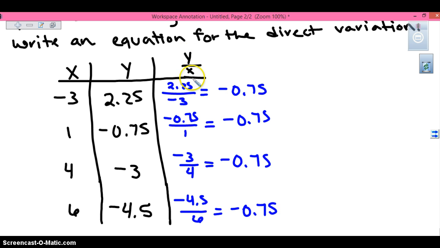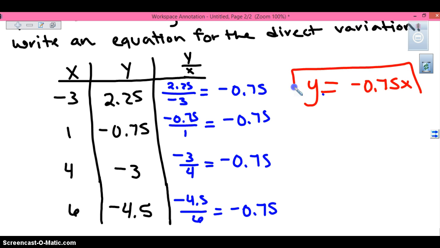Because the ratio of y to x is constant, all at negative 0.75, we can say that yes, this is a direct variation. And we can write the equation of the direct variation as y equal to negative 0.75x.